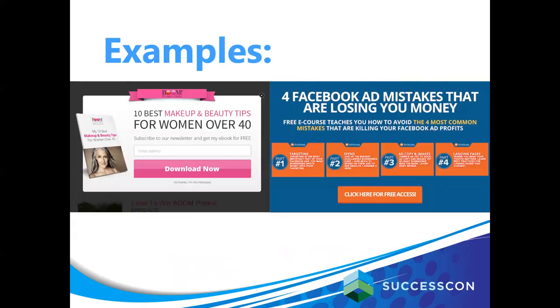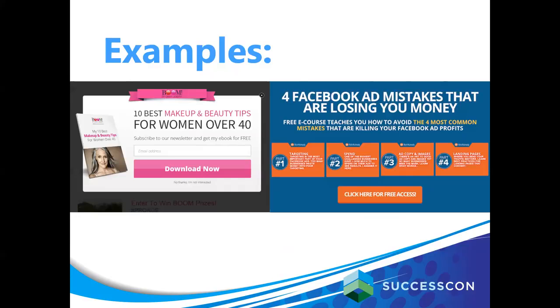A couple of examples here. The one on the left, I like a lot. I love the visual because they say that it's an ebook, and they are showing you a visual of a book, and they are delivering what they promise. Also, the 10 best makeup and beauty secrets for women over 40. They're using that quantifiable language by saying the 10 best secrets and then women over 40. So they're specifying this is for a specific target audience. I really love that. This looks great. The only thing I would personally fix is that it only asks for the email address. I would put first name, but that's just me.